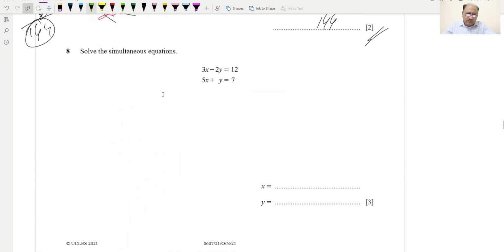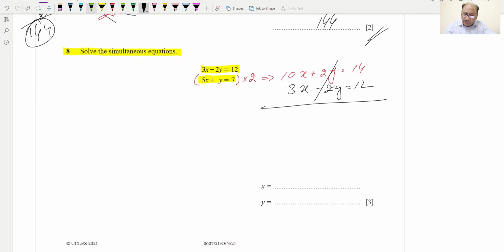Next is simultaneous equation, and they're saying solve the simultaneous equation. These two equations are provided. If we check the coefficients of y, we need to equalize. To equalize the coefficient of y, we will multiply the second equation by 2. So this implies 10x plus 2y is equal to 14, and the first equation I will copy here, which is 3x minus 2y is equal to 12. Now we can add, this is gone, so 13x is equal to 26.